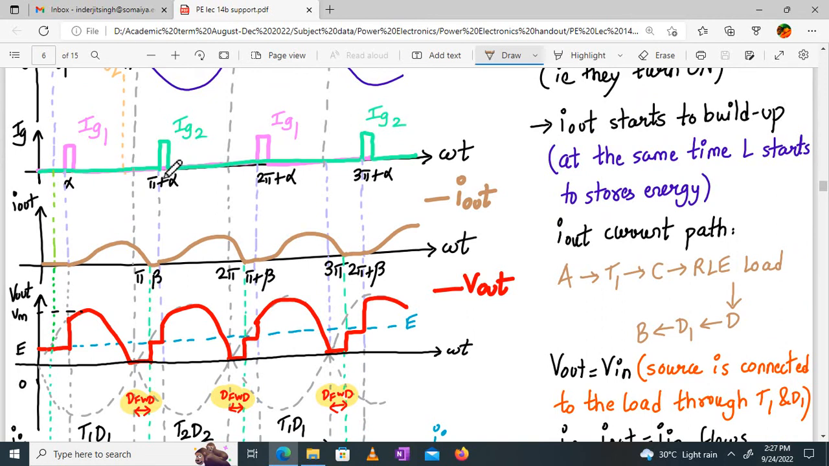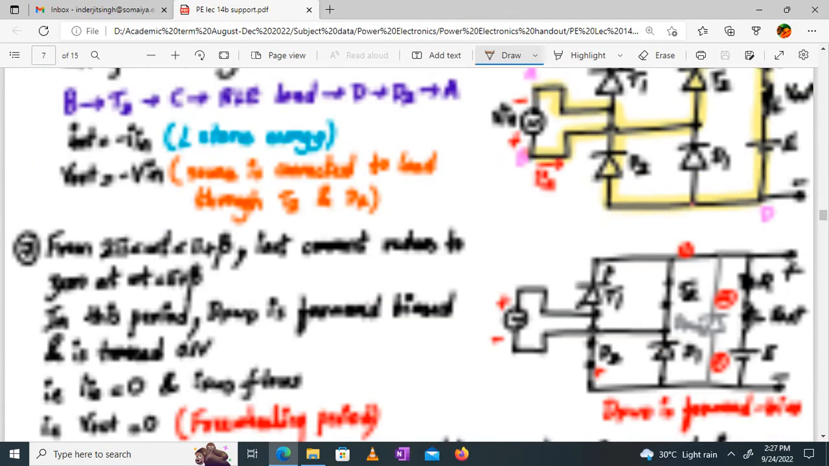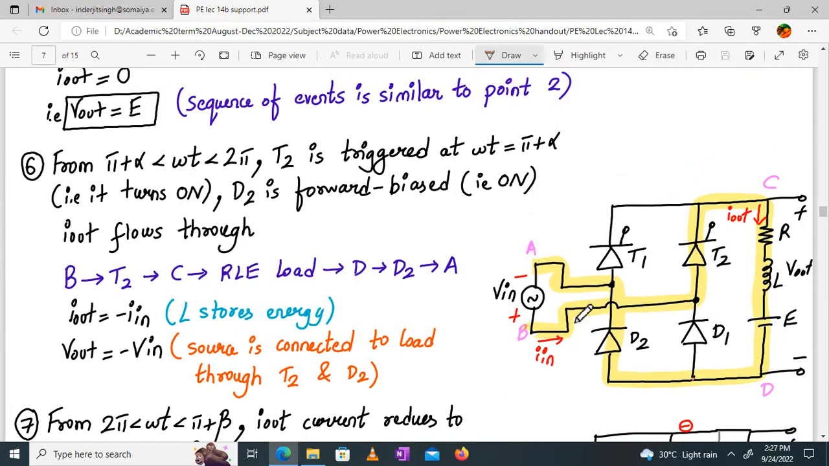So pi plus alpha, your T2 SCR is triggered on, and D2 is already on. So your output voltage will follow negative of input. So let me show it over here. Here it is. So this is how the connections will be.